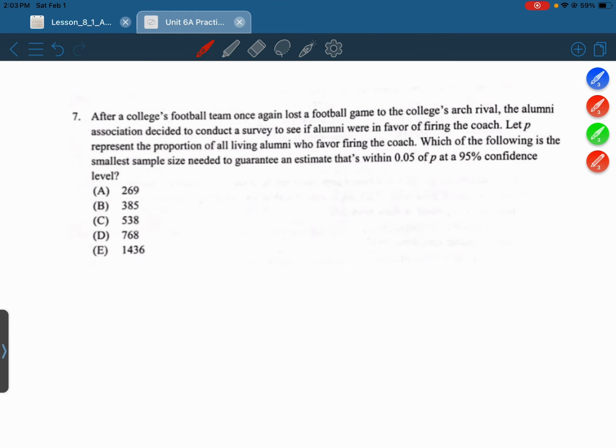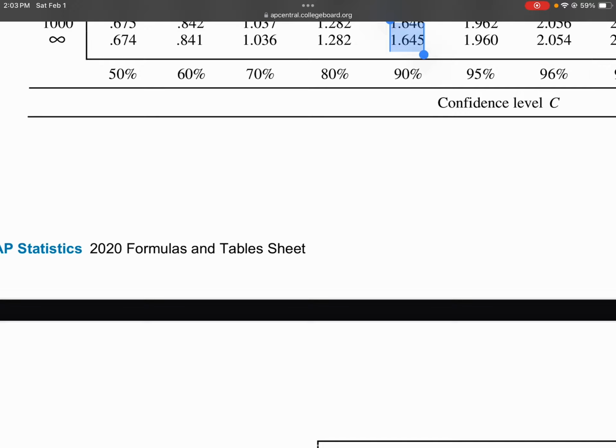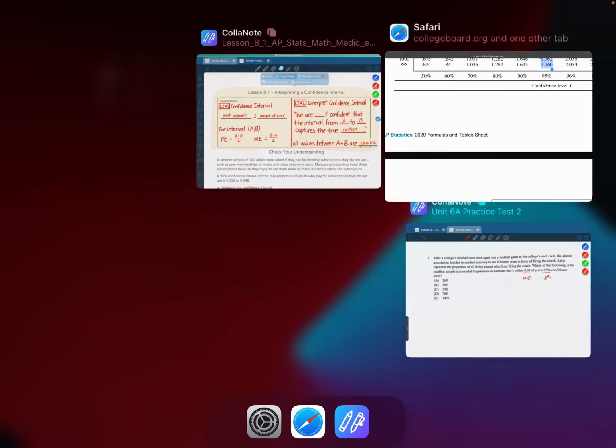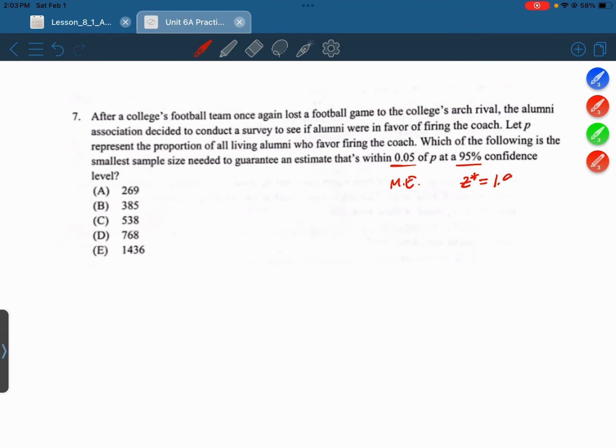All right, so this 0.05, that's the margin of error. 95%, that's the confidence level. So that is associated with this critical value right here, 1.96. All right, and we want to figure out the sample size. Since they talk about a margin of error, let's just start with that formula.